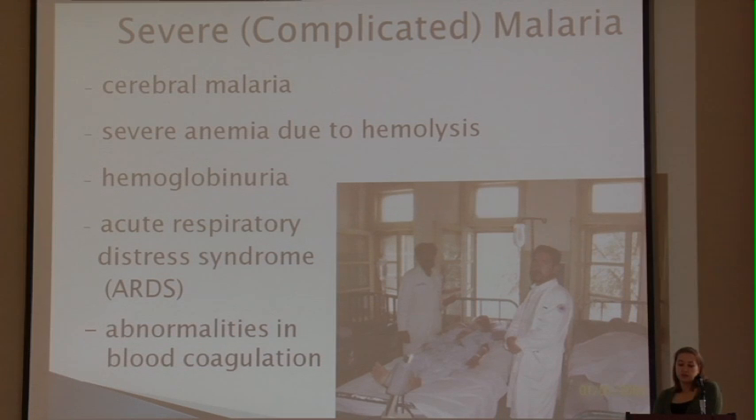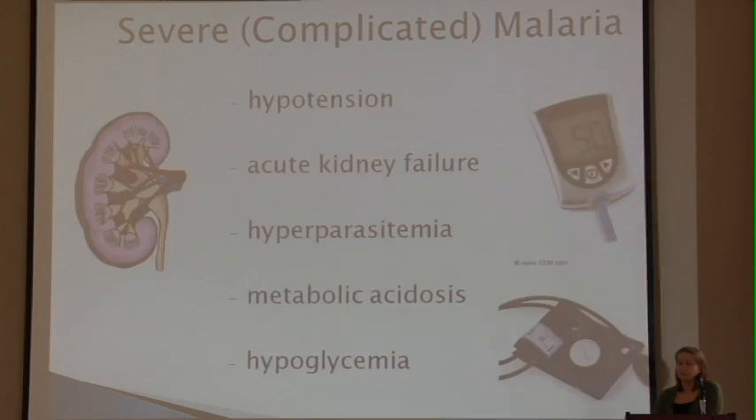Severe malaria occurs when an infection is complicated by organ failure or abnormalities in the patient's blood or metabolism. There are various manifestations of this severe form of malaria. One is cerebral malaria that results in abnormal behavior and changes in consciousness. Severe anemia and hemoglobinuria can also occur as a result of hemolysis. And acute respiratory distress can also occur, as well as abnormalities in blood coagulation. Some other issues related to severe malaria include hypotension, acute kidney failure, hyperparasitemia, metabolic acidosis, and hypoglycemia.